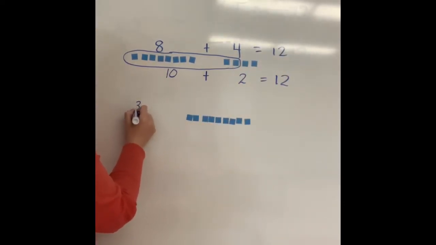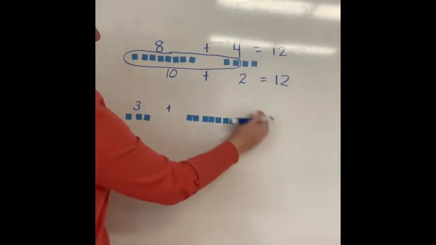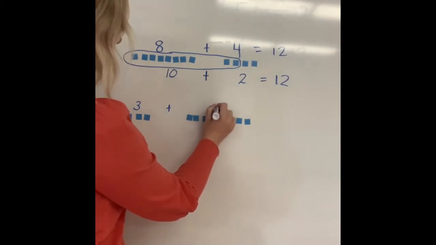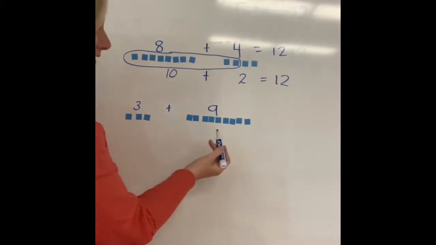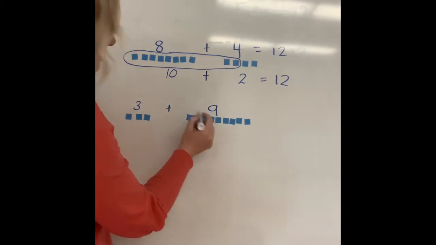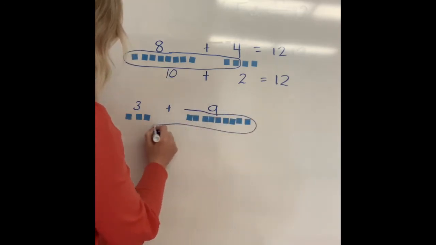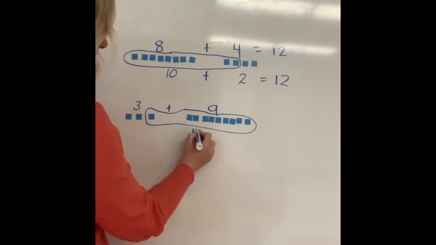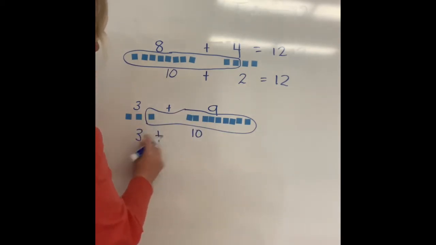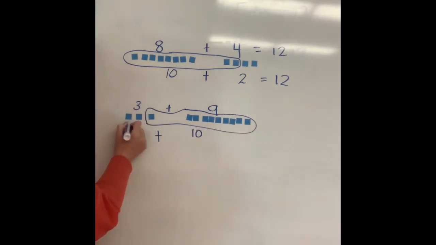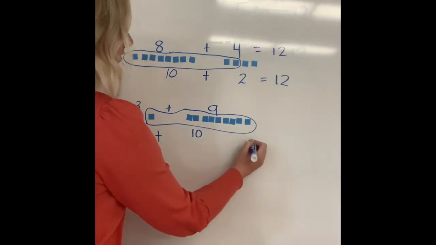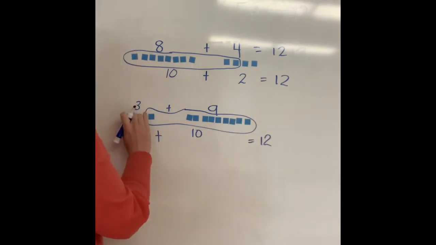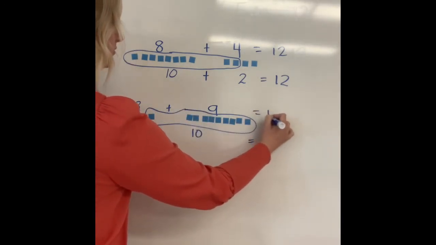Down here I have 3 plus 9. To make 10, I'm going to take this big number because it's closer to 10. So I'm going to grab all of them, plus 1 more to make 10. And we have this 3 over here. So 3 plus 10. Oh, sorry, I don't have 3 left. I only have 2 left. So I have 2 left over, plus 10 more equals 12. So 3 plus 9 equals 12.